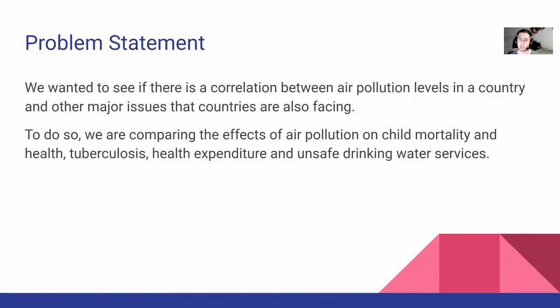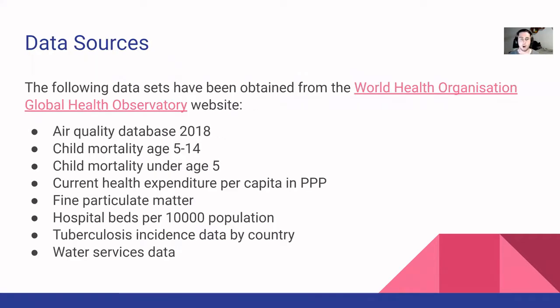The top four major issues the group decided to focus on were child mortality and health, tuberculosis, health expenditure, and unsafe drinking water services. All of our data sources were generated by the World Health Organization, and listed on this slide are the names of the datasets we used to explore our problem statement from before, all of which have been clearly referenced within the repository.